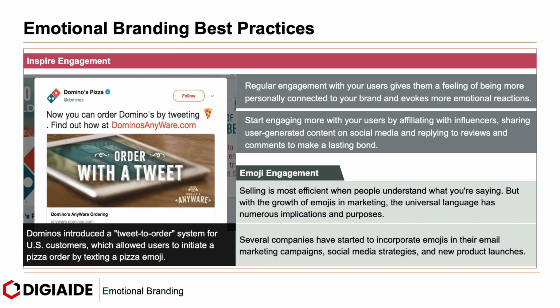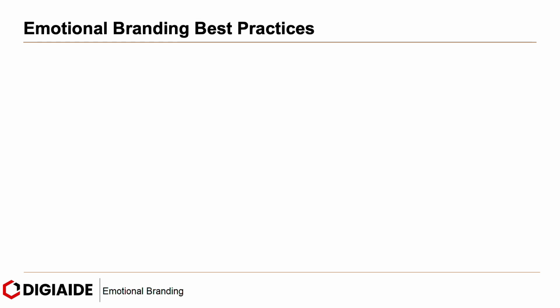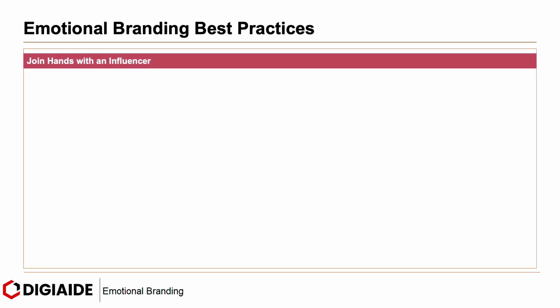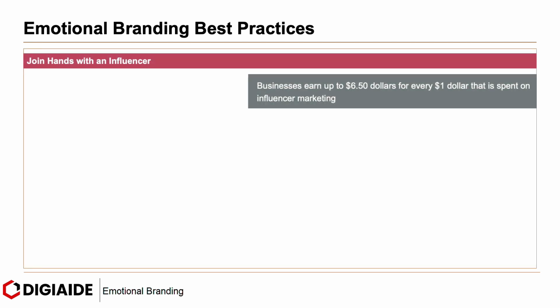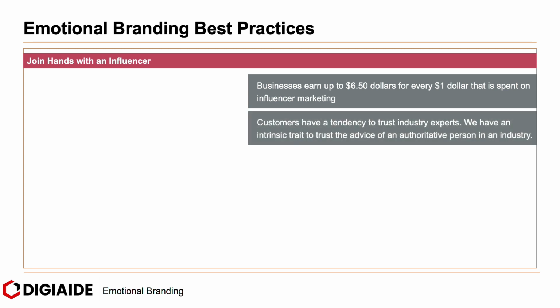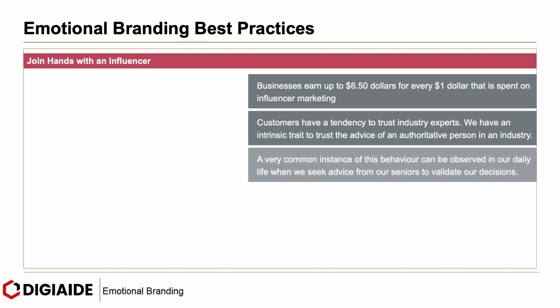Example, Domino's introduced a tweet-to-order system for US customers which allows users to initiate a pizza order by texting a pizza emoji. Next is to join hands with an influencer. Businesses roughly earn up to $6.5 for every dollar that is spent on influencer marketing. People have a tendency to trust industry experts. Customers have an intrinsic trait to trust the advice of an authoritative person in an industry. A very common instance of this behavior can be observed in our daily life when we seek advice from our seniors to validate our decisions.